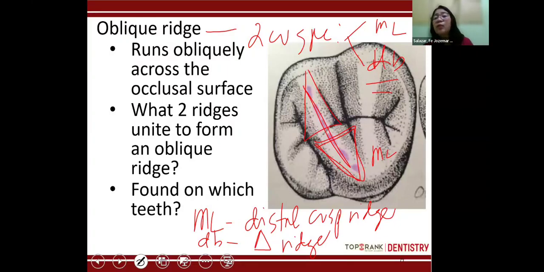It's found on what teeth? What teeth would have an oblique ridge? Maxillary molars. Lahat ba ng maxillary molars may oblique ridge? Lahat? No. Maxillary first and second only. Permanent and primary. Yan, meron silang oblique ridge. Okay, so that's your oblique ridge.